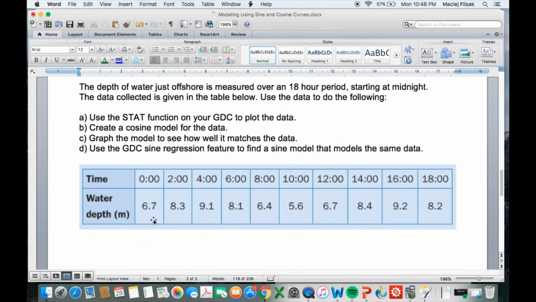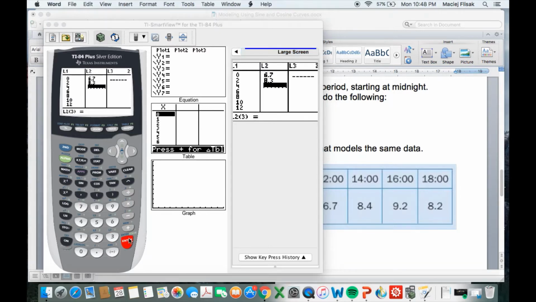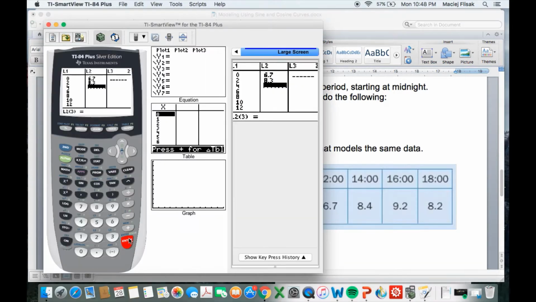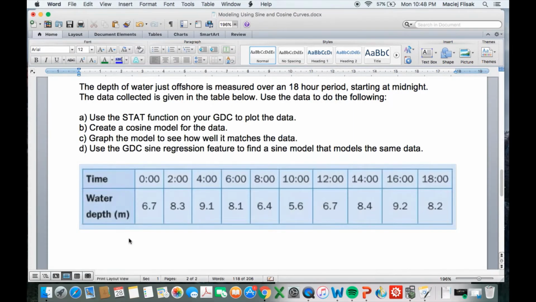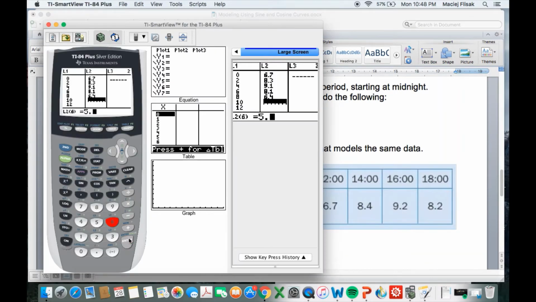Okay. 6.7, 8.3, okay, 6.7, enter, 8.3, enter, 9.1, 8.1, 6.4, 9.6, 7, 9.2, 8.2, okay. Okay, I entered all my data. I hope that gave you a chance to do yours as well.